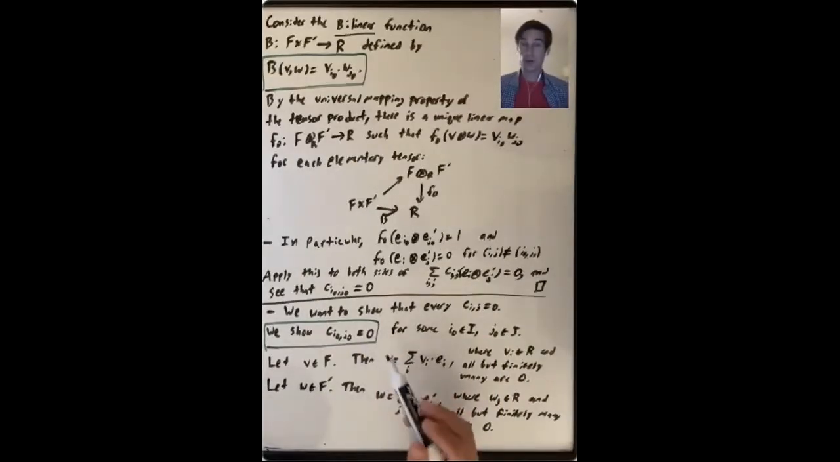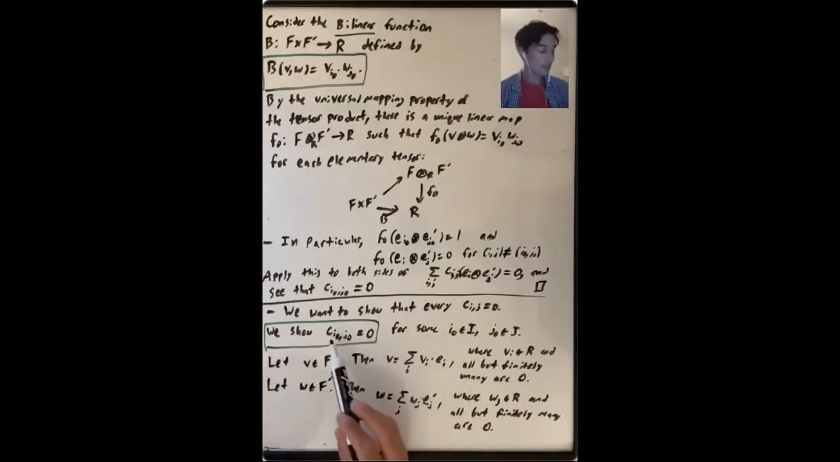Let's finish the proof of this argument, continuing from where we were. We have this relation, the sum over i and j of c_ij e_i tensor e_j prime equals 0. And we want to show it's the trivial relation by showing that all of those c_ij's are 0. We want to zoom in on this particular one, c_i0j0.